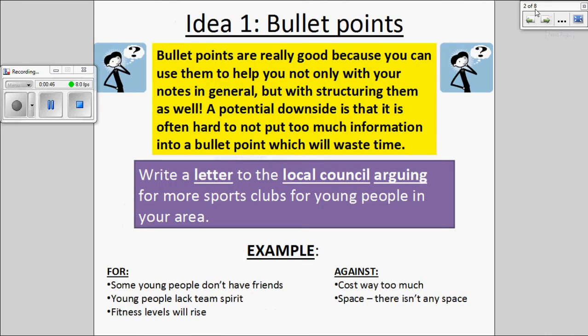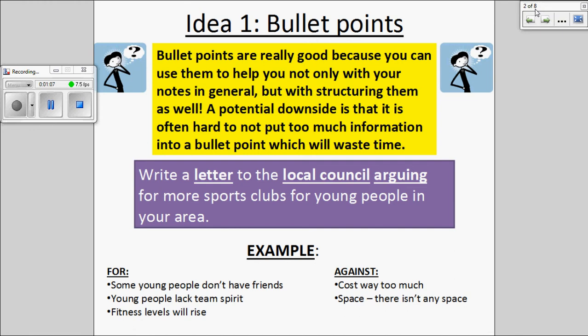Okay, there are 3 different ways we're going to look at today. Okay, the first one is bullet points. Bullet points are good because they allow you to get your ideas down very quickly, but also allow you to structure them. A downside is that it can be quite hard not to put too much information into a bullet point, which will waste your time. So it is about making sure they are brief and they are to the point.